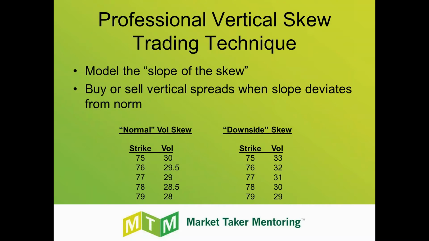Now there are a couple patterns that are important here. One is that for calls, the lower the strike price, the higher the implied volatility, typically for most stocks. So we see these 75 calls have a 30 volatility, and then the volatility gets lower and lower with each higher strike. So this is often called the slope of the skew. Here you see that every dollar strike we go up, implied volatility changes by 0.5%.